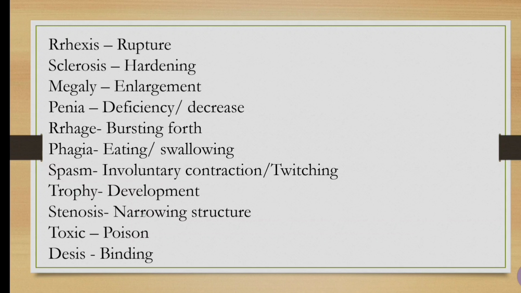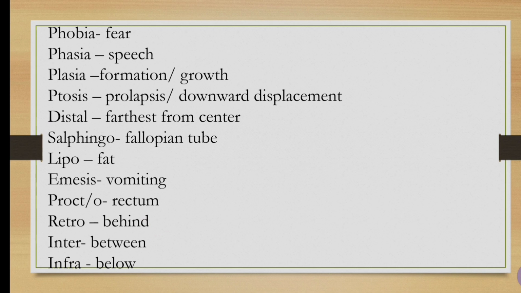Trophy is development. Stenosis means narrowing of a structure. Toxic is poison. And desis means binding. Phobia means fear. Phasia is speech. Plasia is formation or growth. Ptosis means prolapse or downward displacement of something.